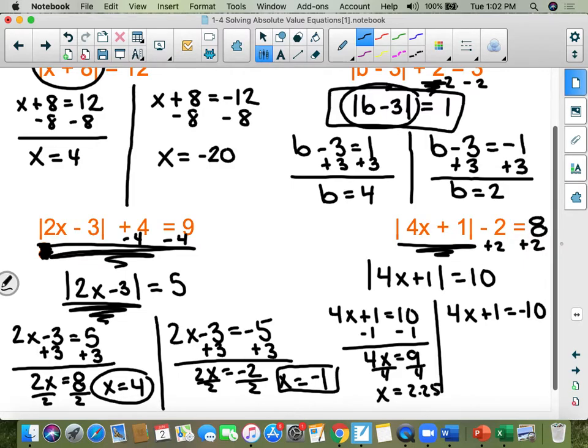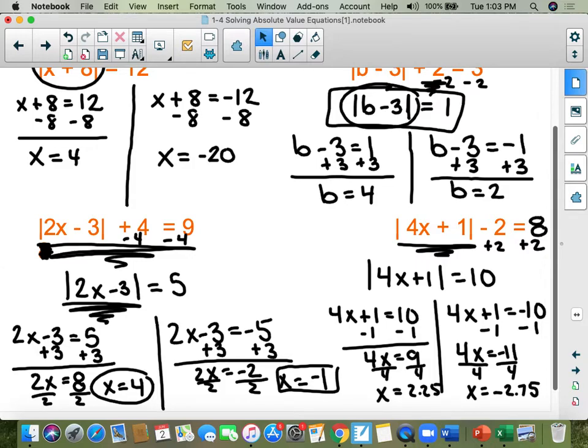There's one answer. I'm going to subtract 1, I'm going to subtract 1. I'm going to get 4x equals a negative 11. And then I'm going to divide by 4. Again, negative 11 divided by 4 is going to give me a negative 2.75 on your calculator. Just to show you sometimes that the answers do not turn out nicely.